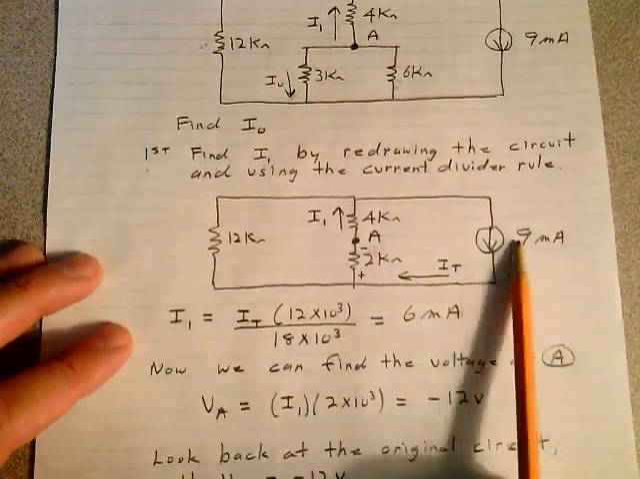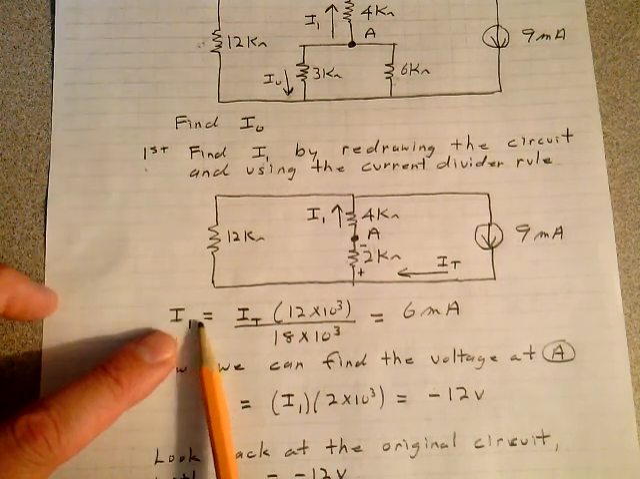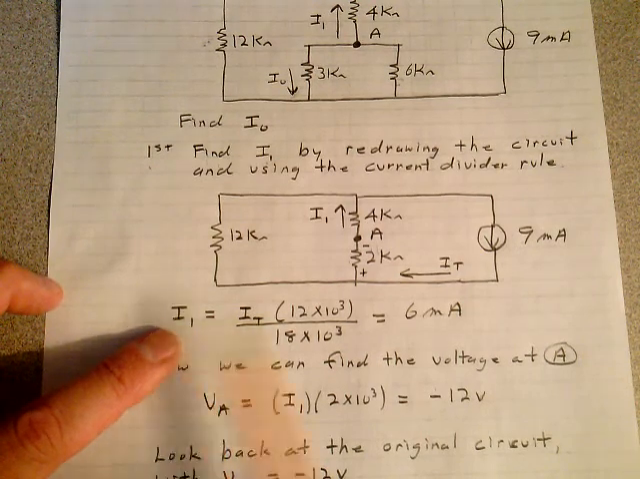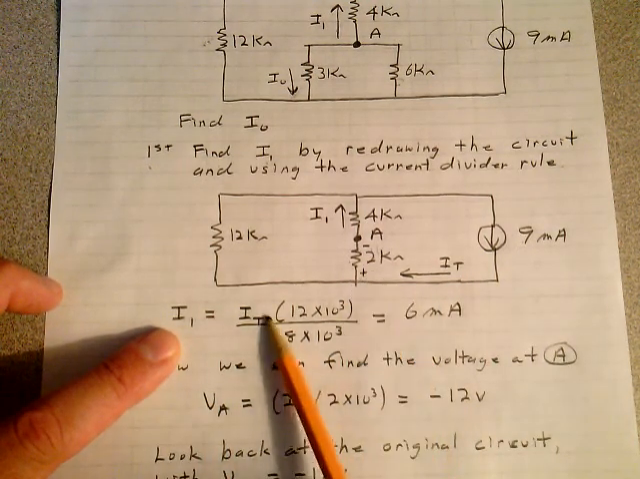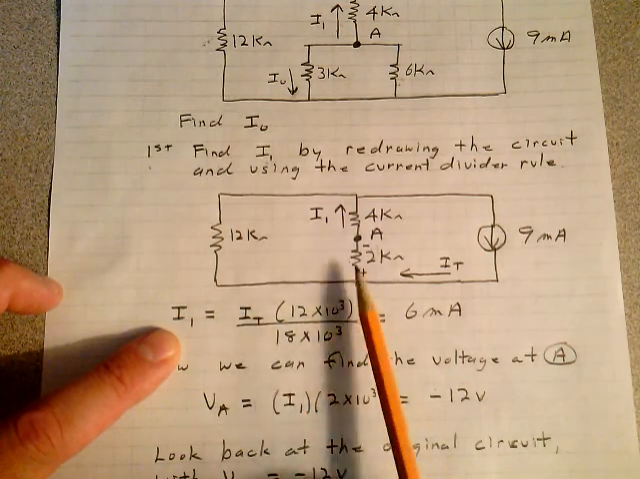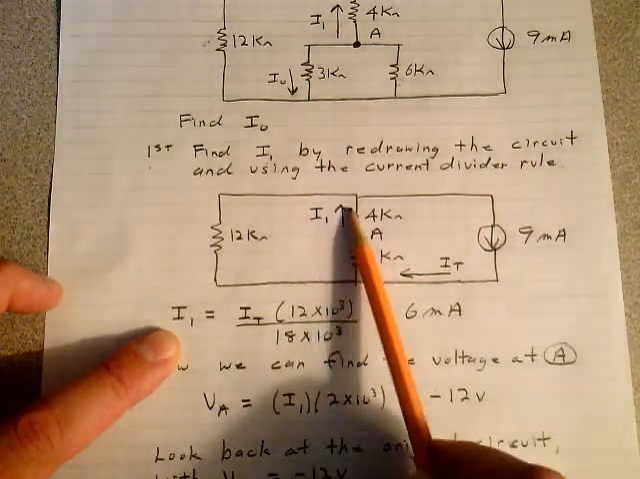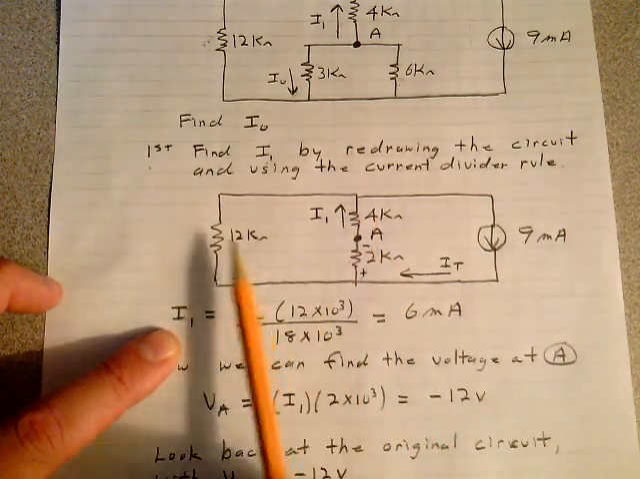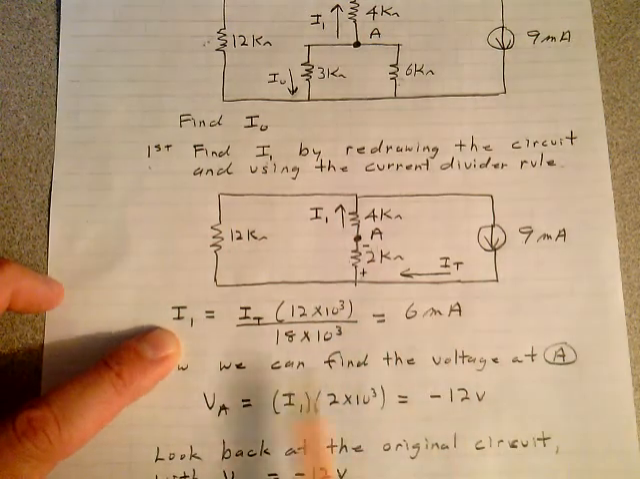And all I'm doing in this case right here is using the current divider rule. It's very popular. You have to get that current divider rule down. It's the total current coming in to this node here, times the opposite resistance, 12, because I want to find the current here. So it's the opposite resistance, 12, divided by the sum of the resistances, which is 18. It's 6 milliamps. The current I want is 6 milliamps.